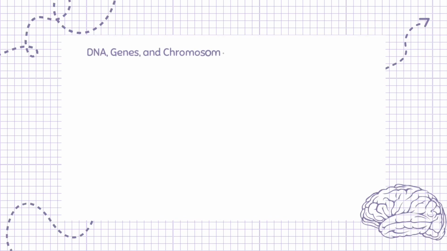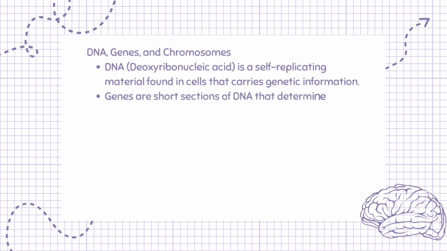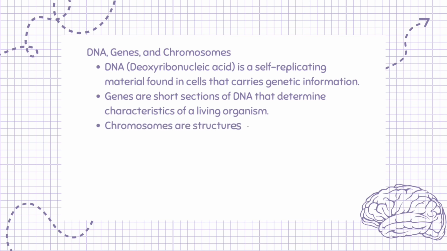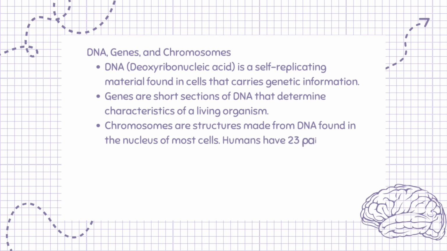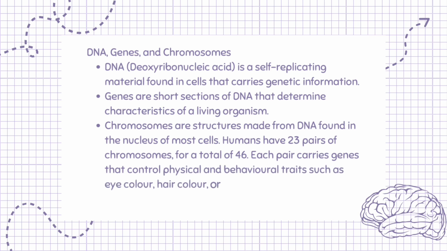DNA, genes, and chromosomes. DNA, deoxyribonucleic acid, is a self-replicating material found in cells that carries genetic information. Genes are short sections of DNA that determine characteristics of a living organism. Chromosomes are structures made from DNA found in the nucleus of most cells. Humans have 23 pairs of chromosomes, for a total of 46. Each pair carries genes that control physical and behavioral traits such as eye color, hair color, or predispositions to certain conditions.